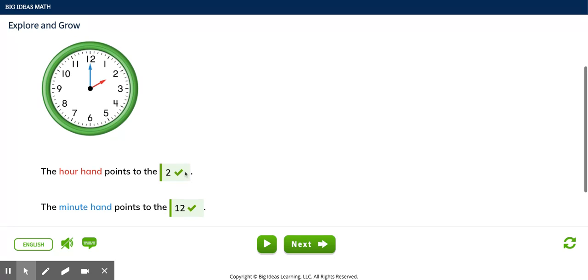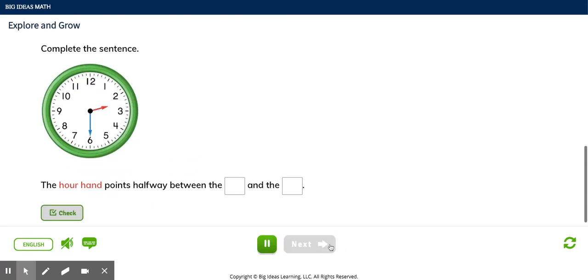So we're going to type that in here and check our answer. We are correct. All right, so look at this clock for me. Does everyone see that this clock says 2 o'clock? Thumbs up. I hope we're good. All right, let's keep going. Let's look at this one. It says complete the sentence. All right, once again, remember, our hour hand is our shorter hand. Our minute hand is our longer hand.